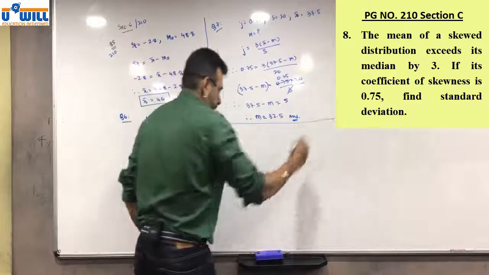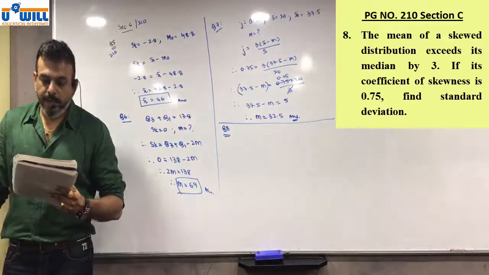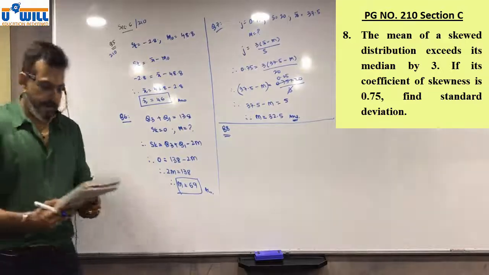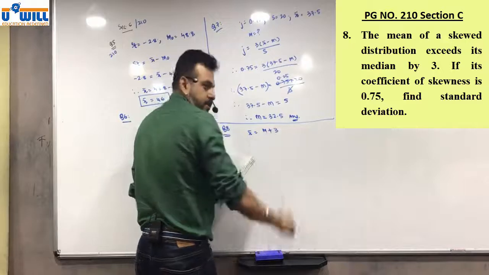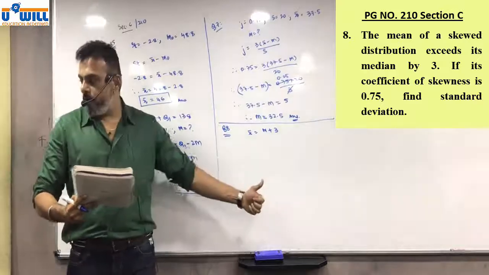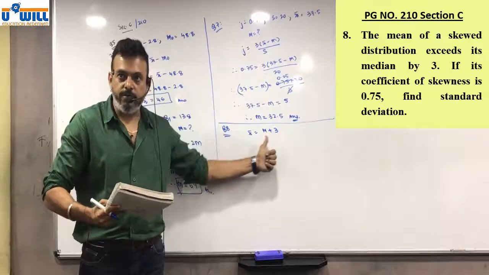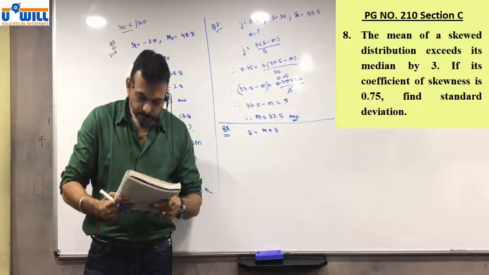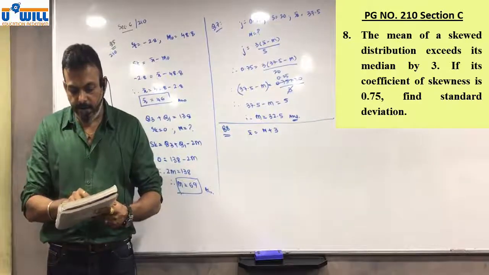Question 8. The mean of a skewed distribution exceeds its median by 3. That means mean x bar is equal to median plus 3. Once again, the mean of a skewed distribution exceeds its median by 3. So what is the value of mean? Whatever the median is, plus 3. Then if coefficient of skewness is 0.75, find standard deviation.